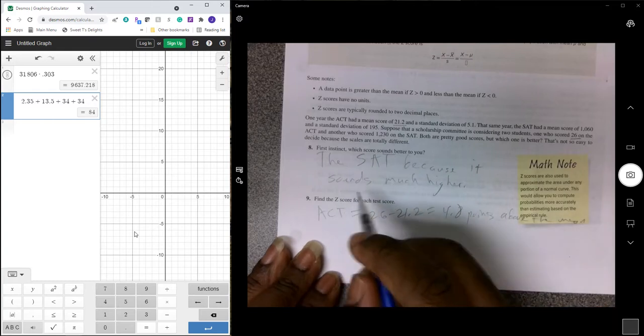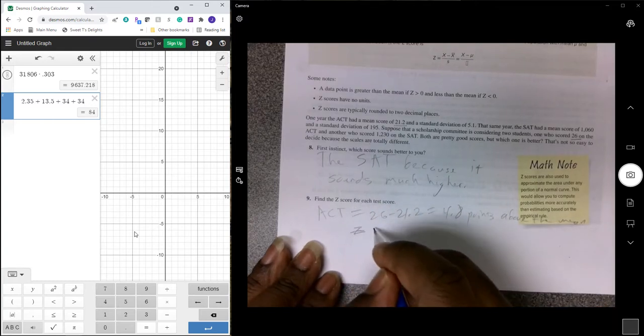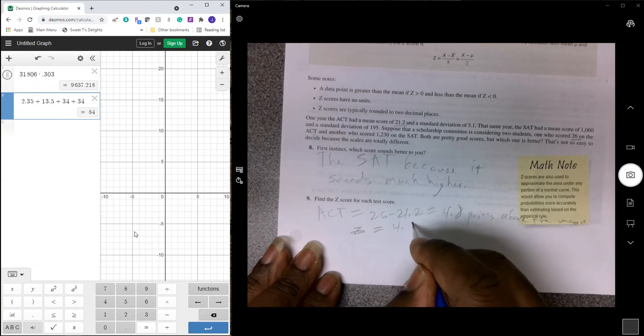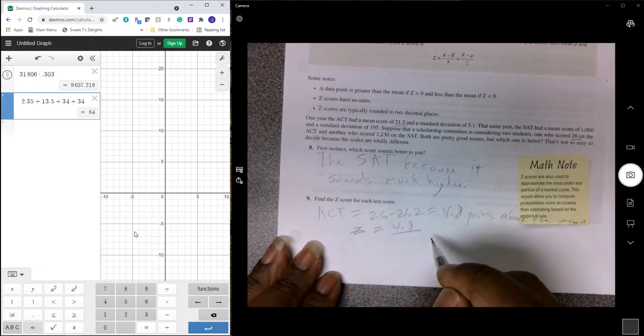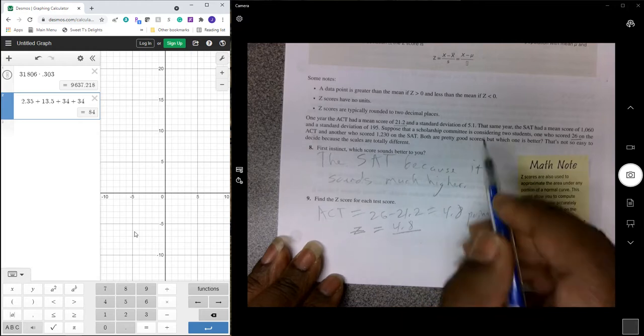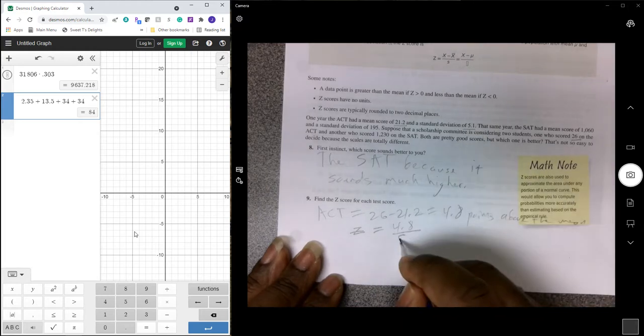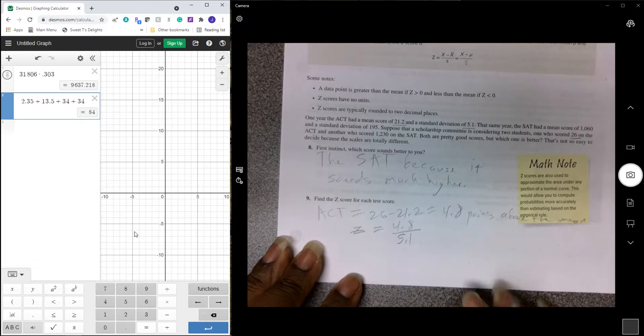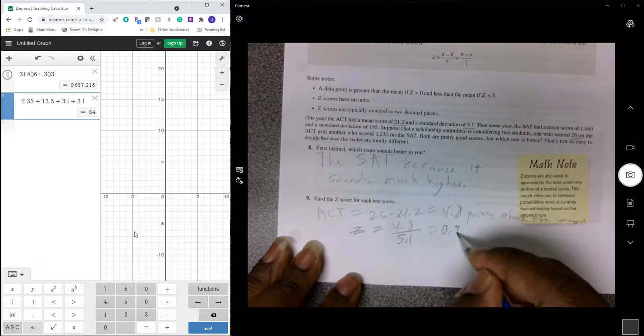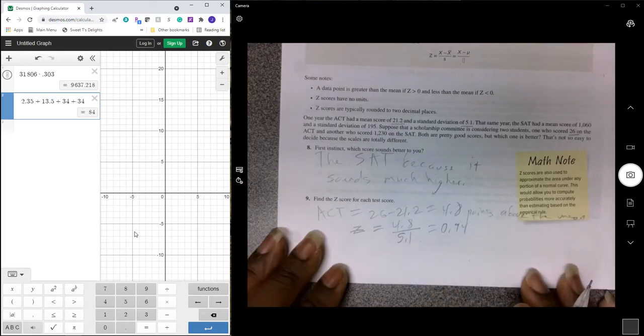So now we would do the Z formula. We have 4.8 divided by 5.1, because it says a standard deviation of 5.1. Now when we divide that, that would give us 0.94.